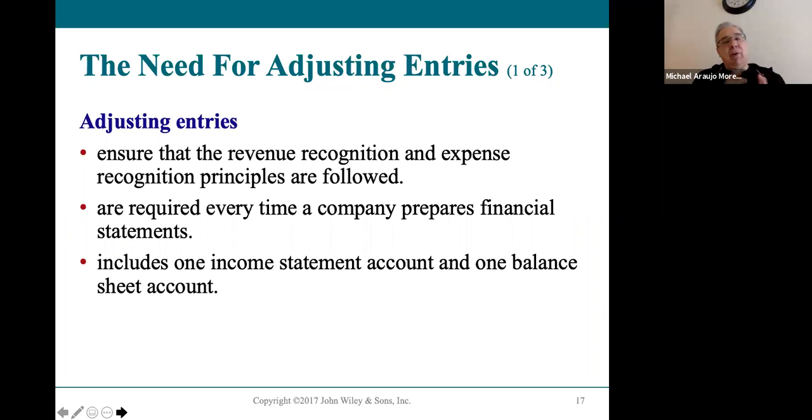Well, again, remember, before we can prepare our statements, we have to make sure all the revenue is there and all the expenses are there. And so that means we have to go through an adjustment process, which basically is a way accountants double check. They double check to make sure all the revenue is there in that period. They make sure that all the expenses are there in that period before they prepare those financial statements.